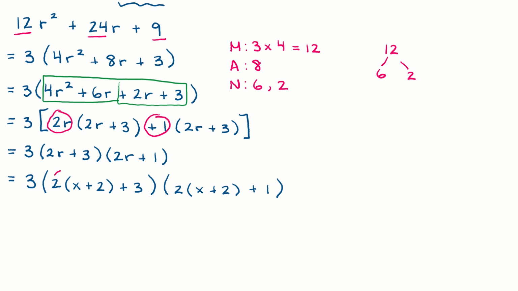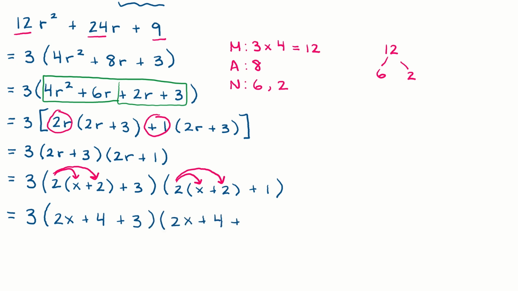I'm now going to FOIL this through, multiply the x by the 2 and multiply the 2 by the 2. Same thing here. The x and the 2 both get multiplied by the 2 outside of the brackets. And that will turn this into 3 times 2x plus 4 plus 3, and 2x plus 4 plus 1. So my final answer here will be 3 times 2x plus 7, multiplied by 2x plus 5.